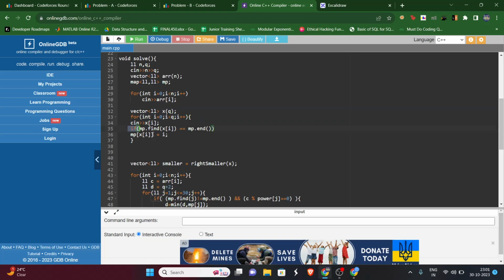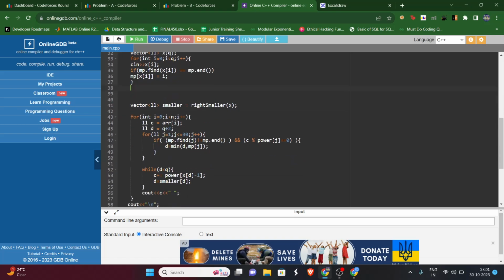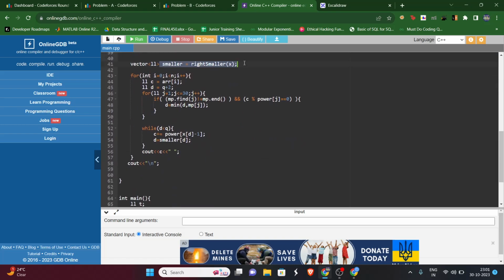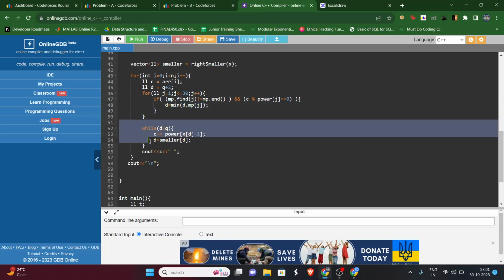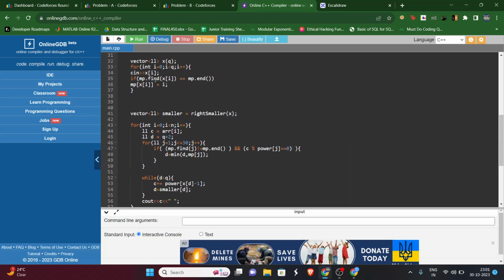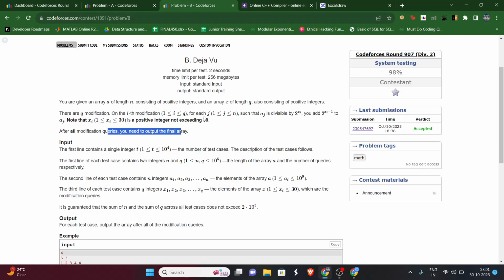We stored the first occurrence of all the numbers in x. Then we have this smaller element as we talked about in the discussion. And then we perform the same thing. We first find the first divisor, then we check it and update the divisor, and finally print its value. It was a submitted AC solution.